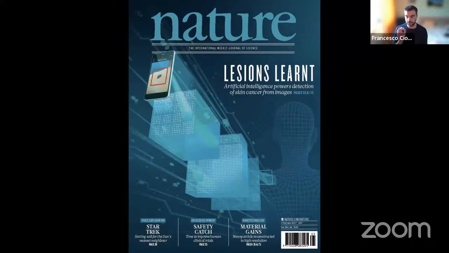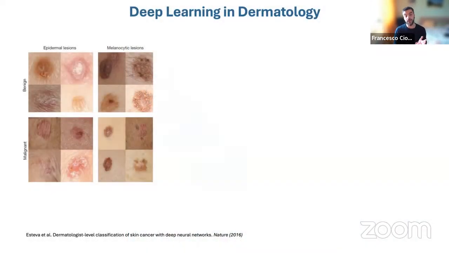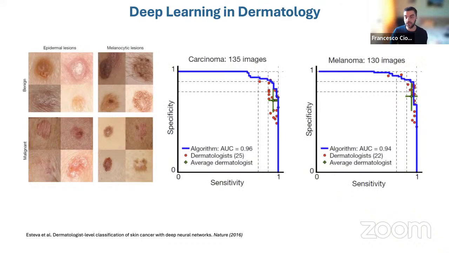And I think this was one of the first pieces of evidence in the medical field where AI could really perform at human level, or even better. This was a paper about detecting skin cancer from RGB images, so pictures. And they did a comparison with a panel of dermatologists, the medical specialists that check for skin lesions. They had two studies with 25 and 22 dermatologists.